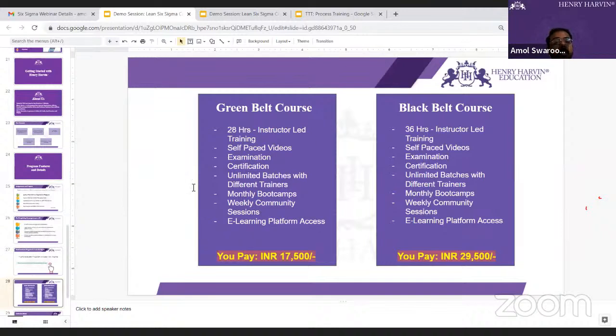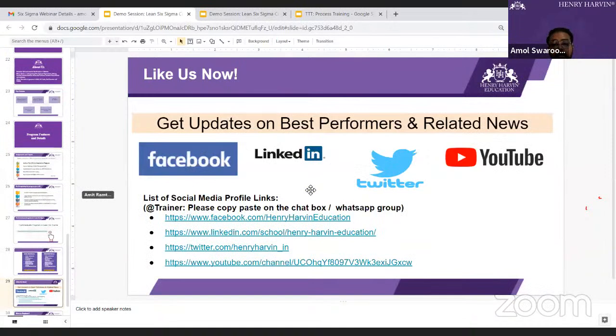The course for this green belt is 17,500, right? For the black belt course, we used to take around 36 hours of training, in which there are some more tools which you will learn, and the total fees you have to pay is 29,500 for the black belt course, right?